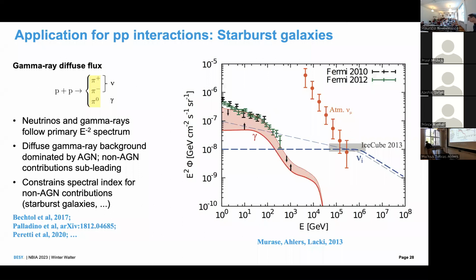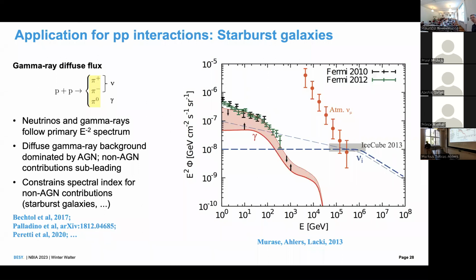So if you have proton-proton interactions, you will produce, of course, neutrinos, but also gamma rays coming with them. And the gamma rays would carry the same spectral index as the primary protons, as the neutrinos do. So they would follow sort of an E to the power of -2 spectrum. And compared to what I told you yesterday, that you could have gamma-gamma interactions, which are stopping the gamma rays in the source, especially in sources with high radiation densities.